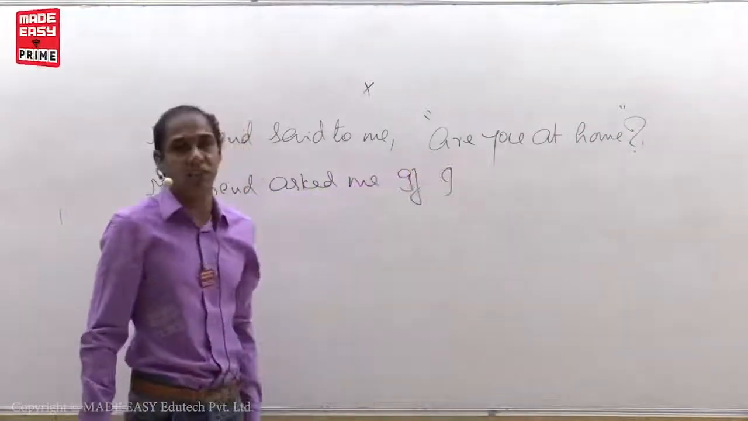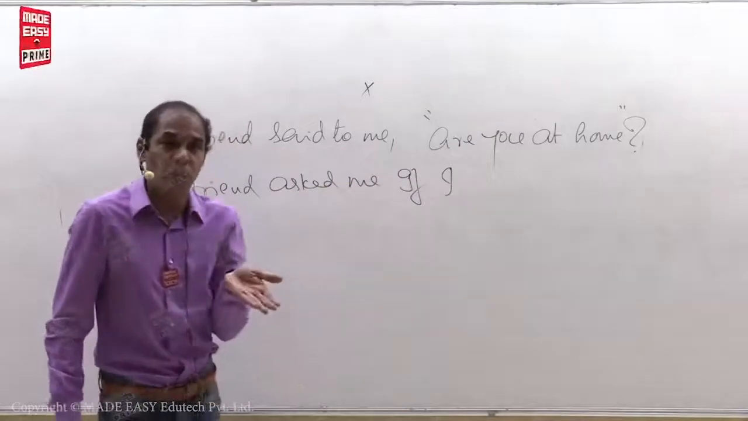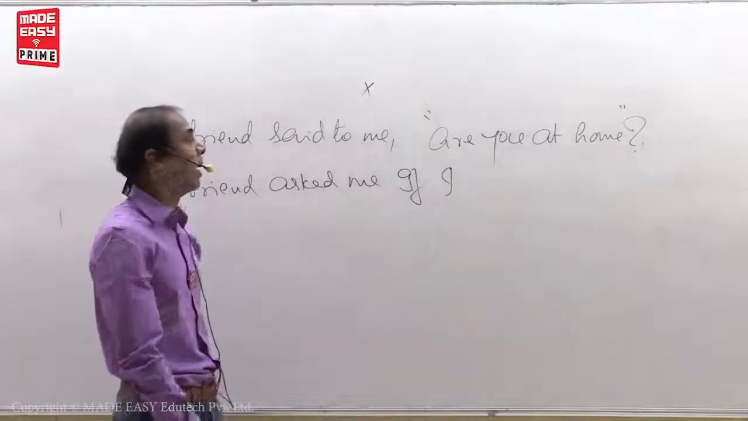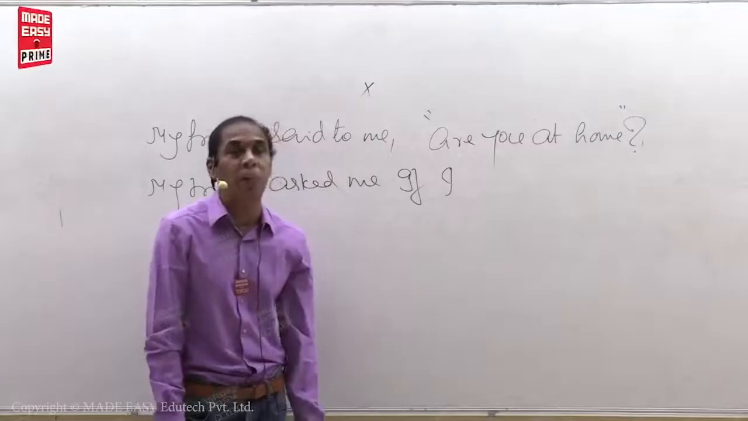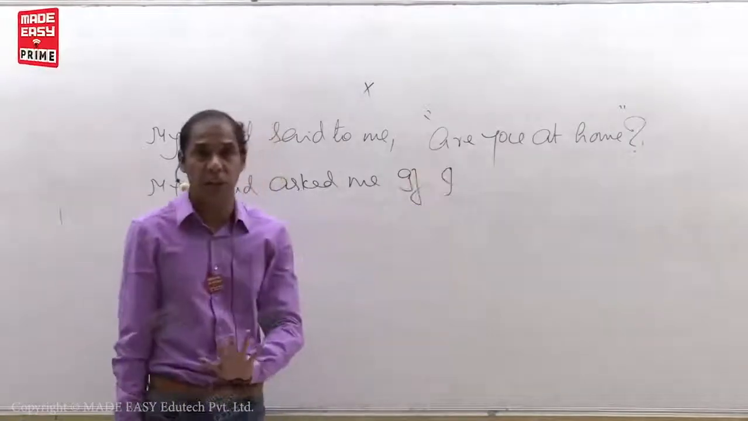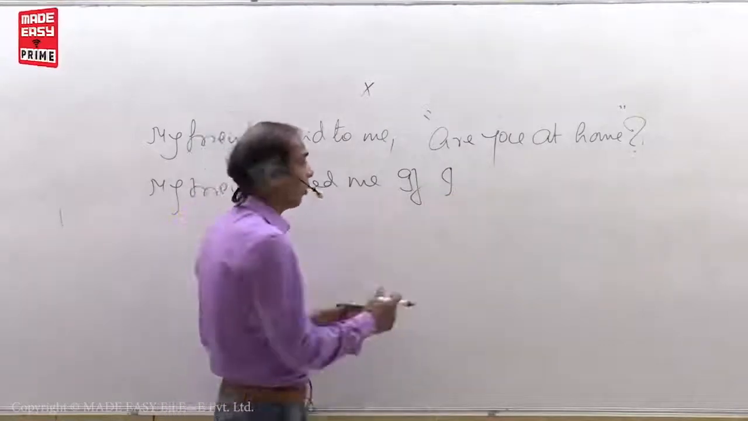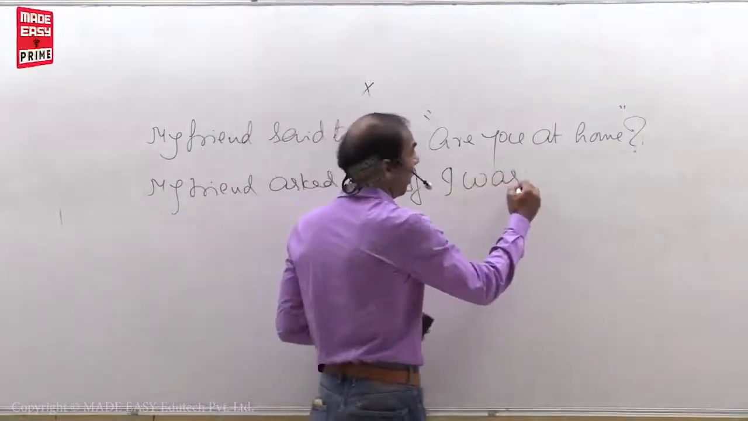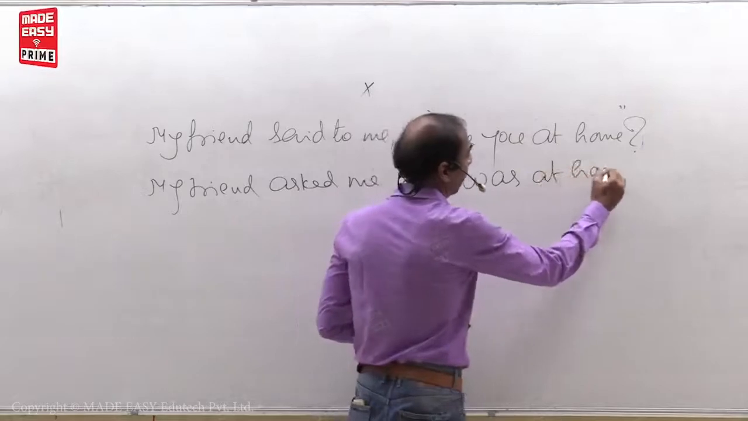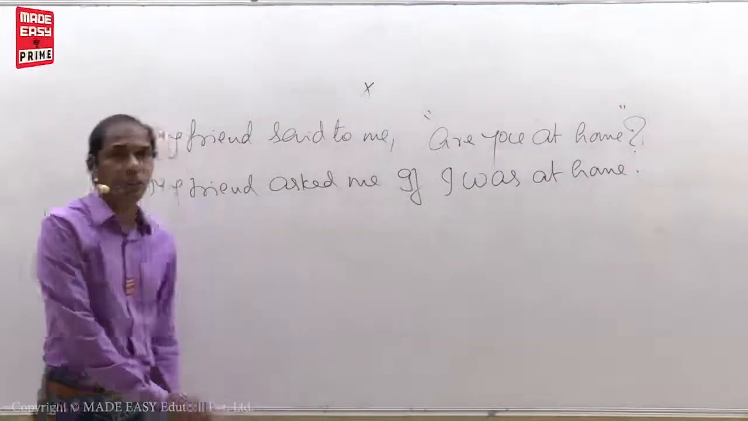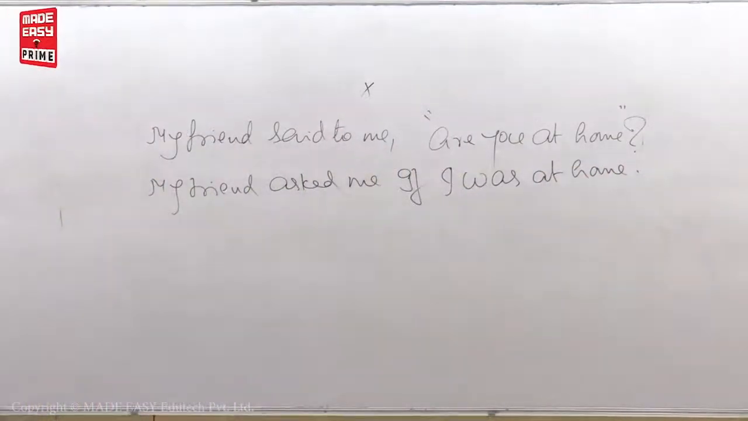If I was at home. R is present tense. Present tense turns into past tense. What is the form of the past tense? V2. What is the V2 of R? Were actually. But don't write were here because here the person is I. So you have to write was. If I was at home.